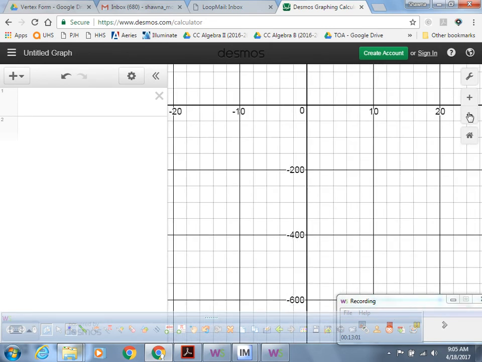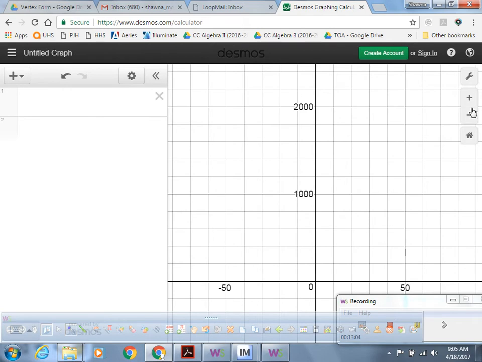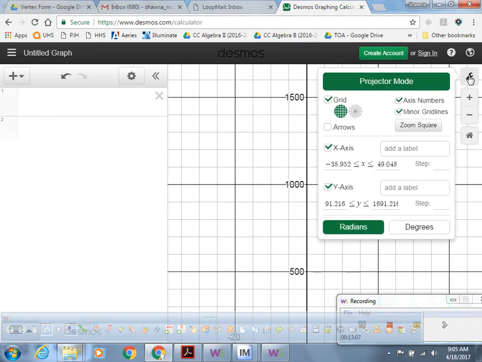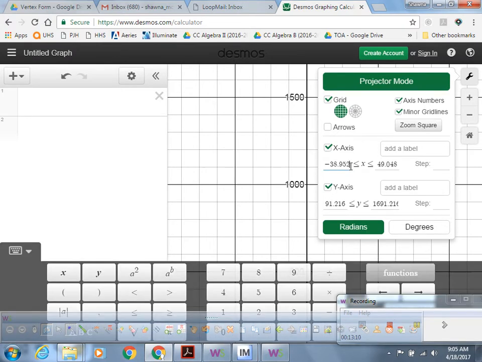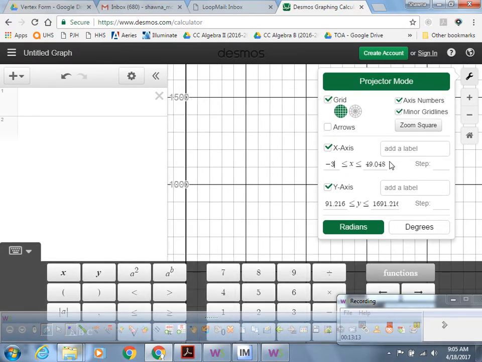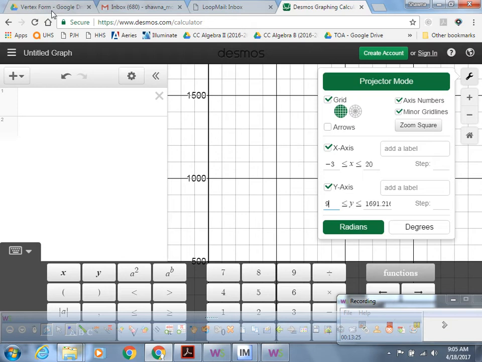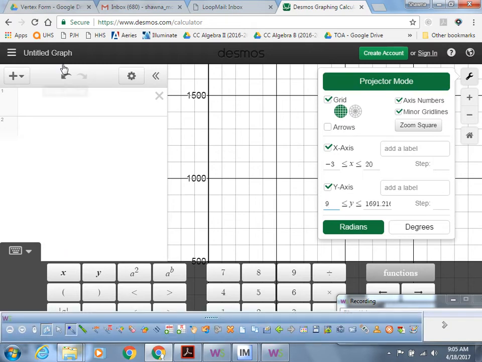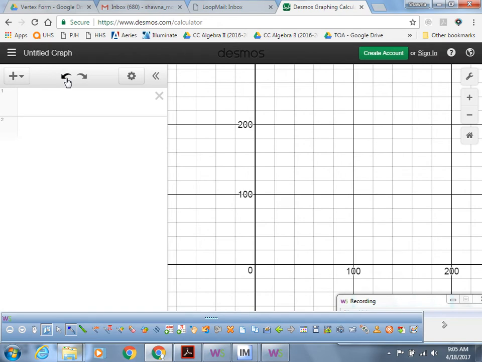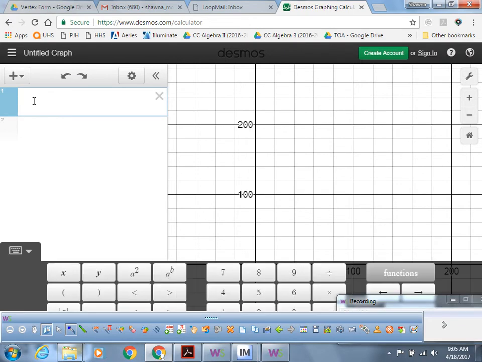Zoom out. How does this look? What happened? It's like completely negative 3. It reset itself. Oh. Okay. Go back. Bottom. Where? This one. That's so weird. Really?